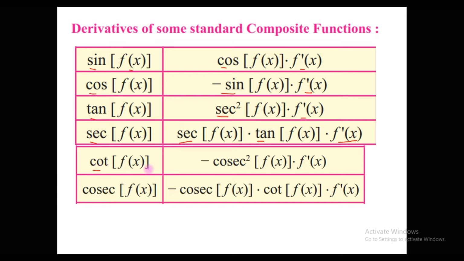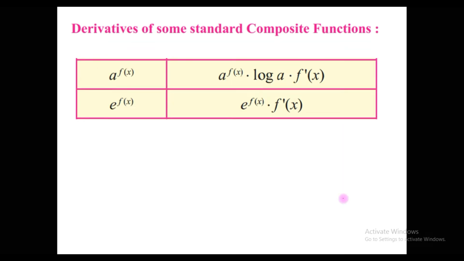If it is cot x, the derivative of cot x is minus cosec square f of x, and multiply it by the derivative of the inner function, that is f dash of x. If it is cosec x, the derivative of that is minus cosec into cot, which is also multiplied with f dash of x. Now coming to this part, a raised to x. What is the derivative of a raised to x? Now it is f of x. So what we will write is a raised to f of x into log of a.